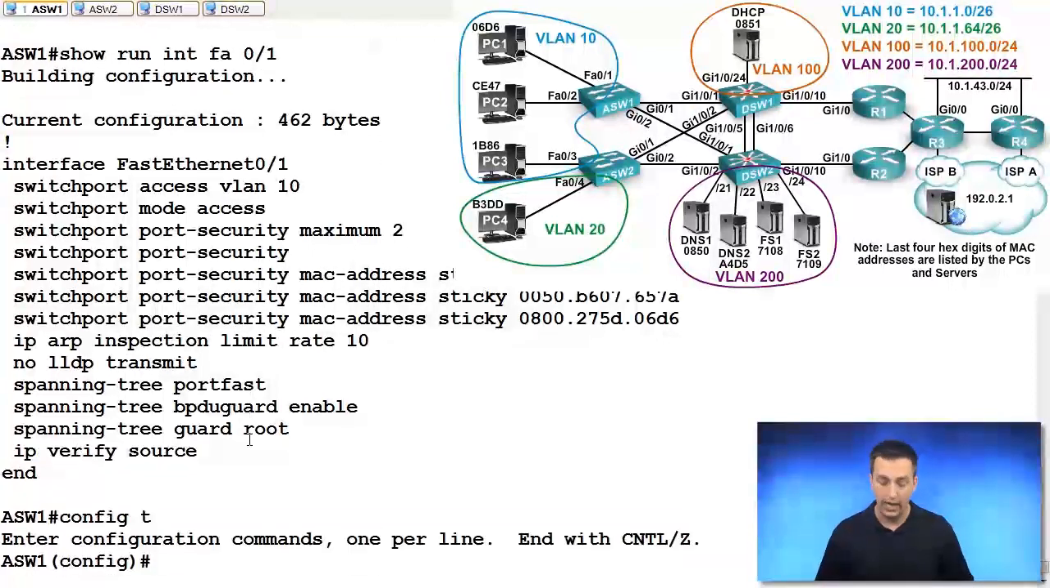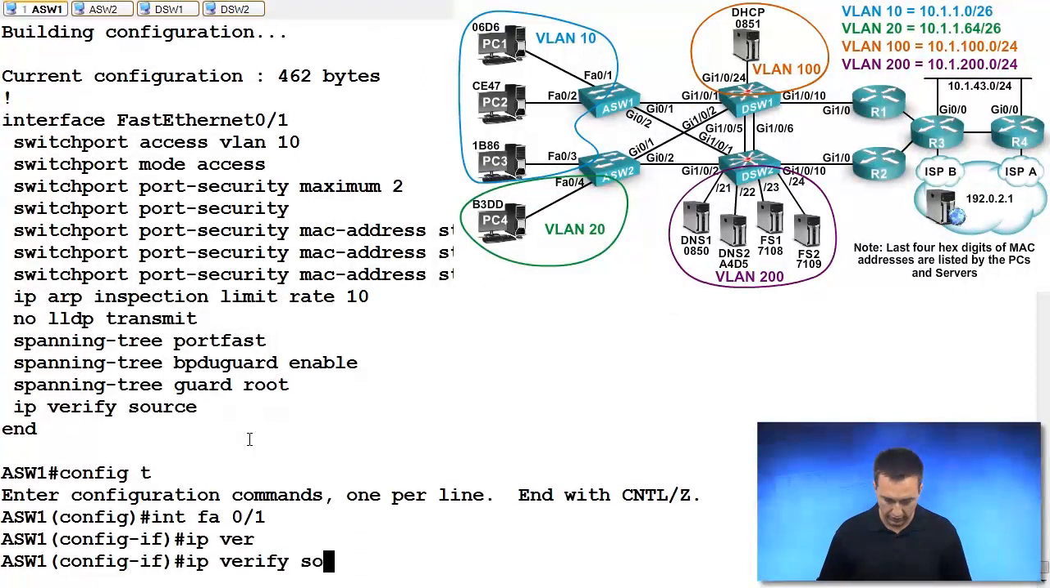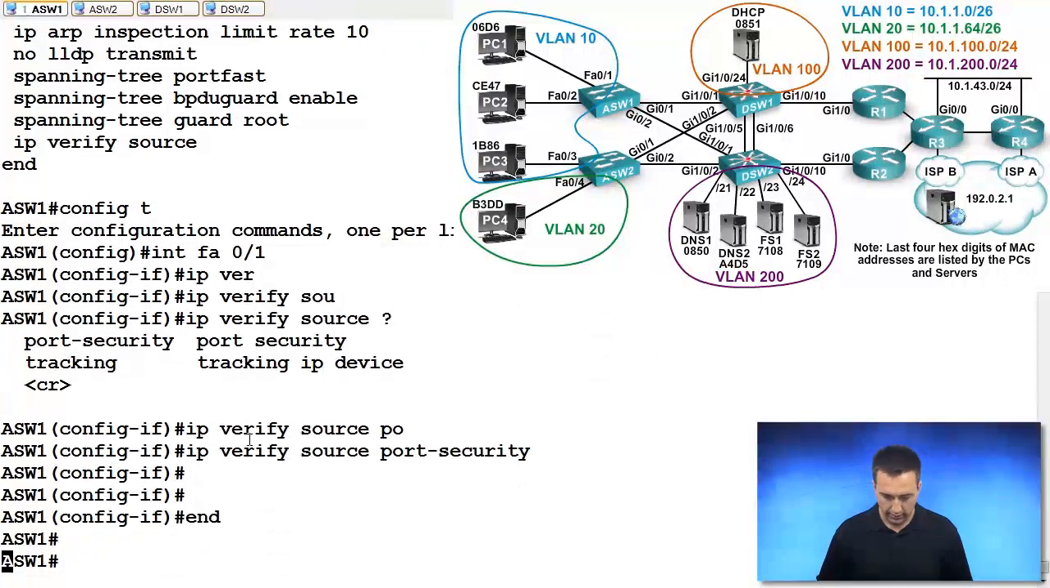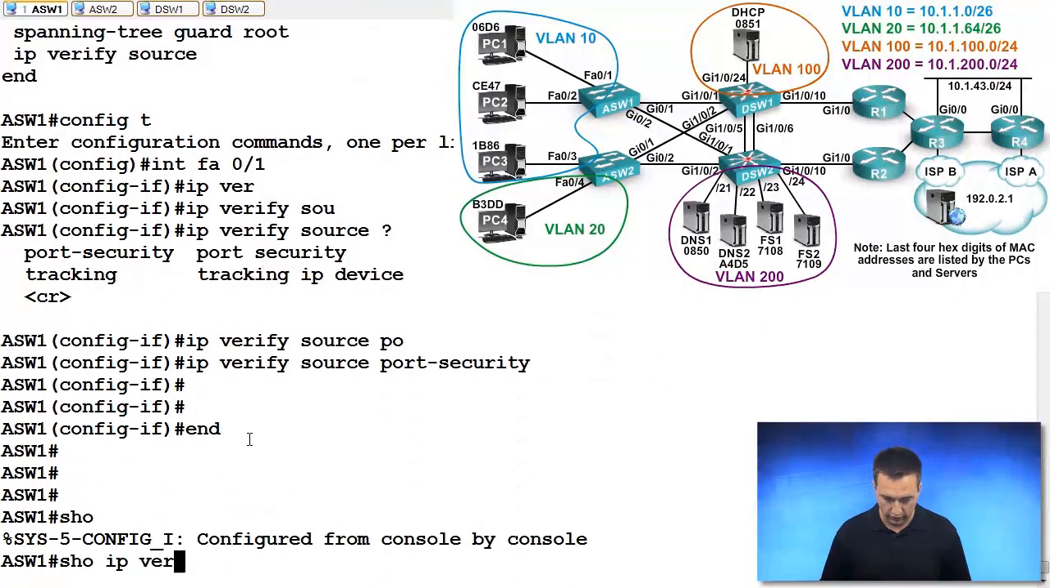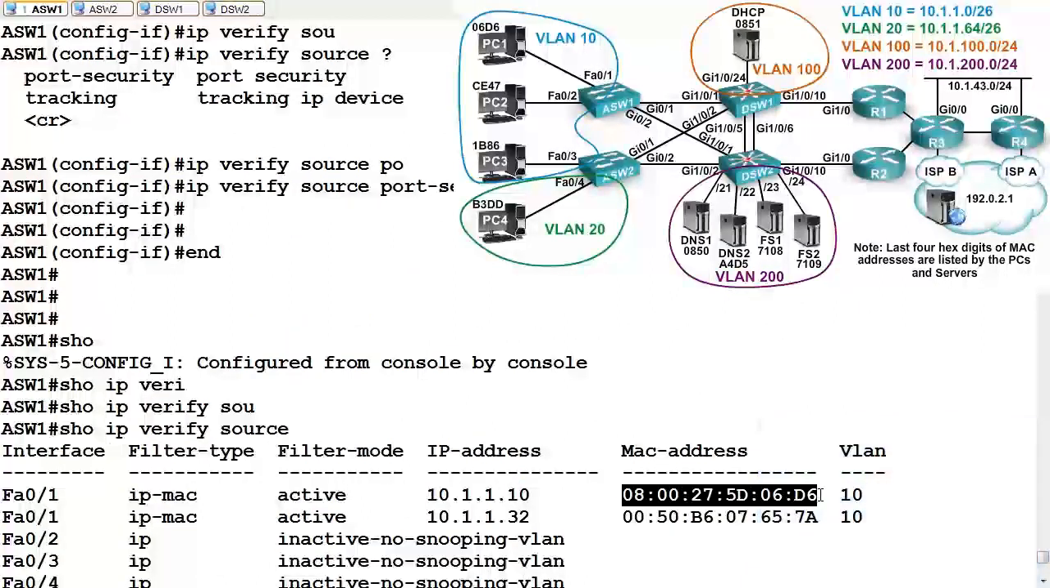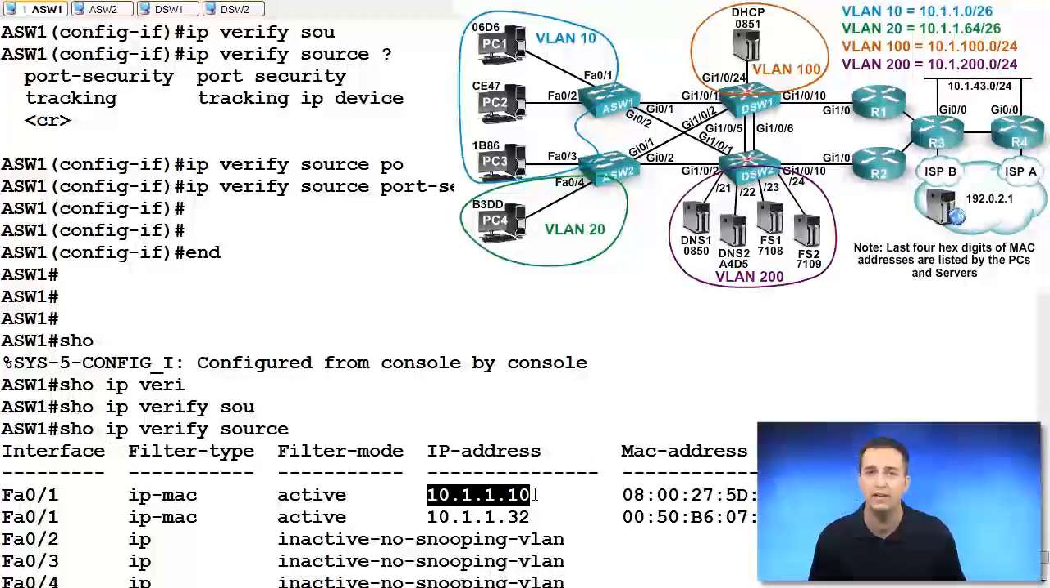If you want it to look at both IP and MAC, the command is going to be ip verify source port-security. And if we look at the output of show ip verify source, now we'll see that it's IP and MAC, and the MAC address is listed as well in the output. So only frames coming from this MAC address and packets coming from this IP address are going to be accepted inbound on FastEthernet 0/1. Everything else is classified as a spoofed frame or packet.